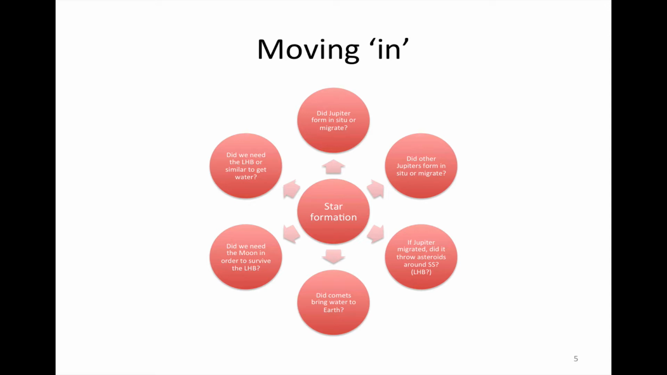And is that the cause of something called the late heavy bombardment, which explains a lot of the craters on the moon? Did we need the late heavy bombardment to actually get the water on our blue marble that's so full of water and so critical? And having water is so critical for life. Do we need something like the late heavy bombardment in order to get water on rocky planets? Did we need the moon in order to survive the late heavy bombardment? Did we need having the moon in the way to help shield us from the worst of the impacts? And did comets bring most of the water to Earth? Trying to understand star formation has bearing on all of these things too.